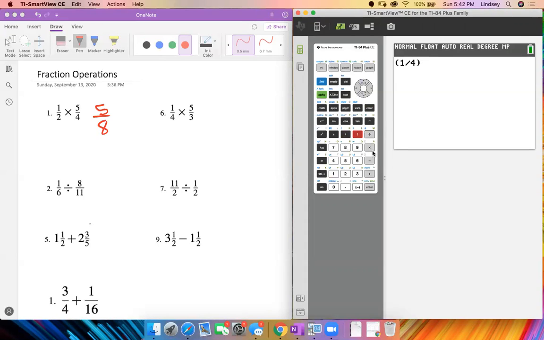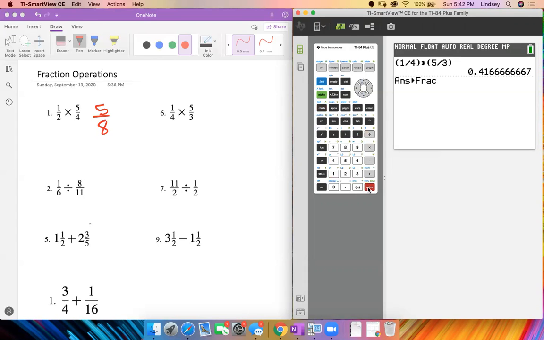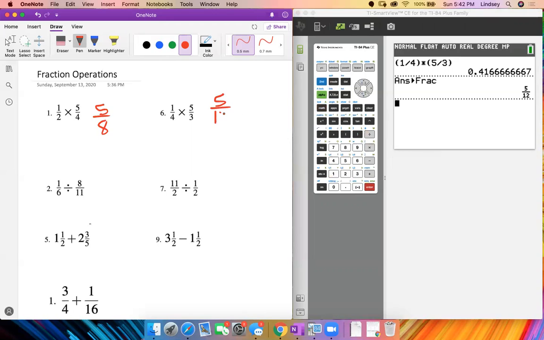All right, next one, we had 1/4 times 5/3. You get a decimal, we hit math. We hit, because it's on fraction already, we hit enter, enter, and we get our answer of 5/12. And remember, when you change it to a fraction, it already gives you its most simplified version.